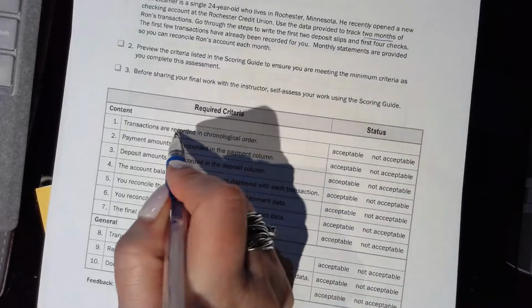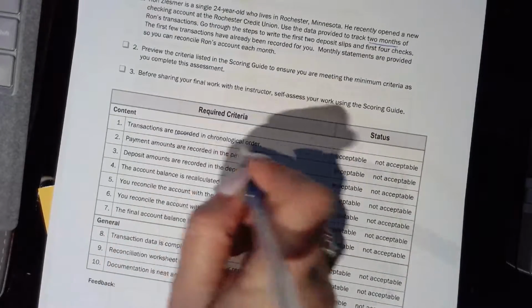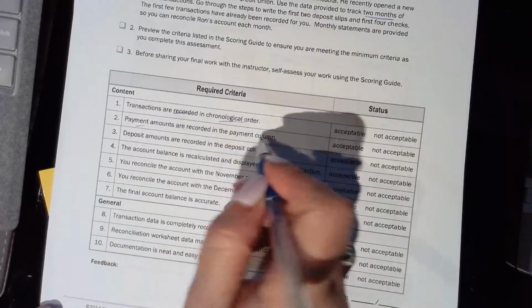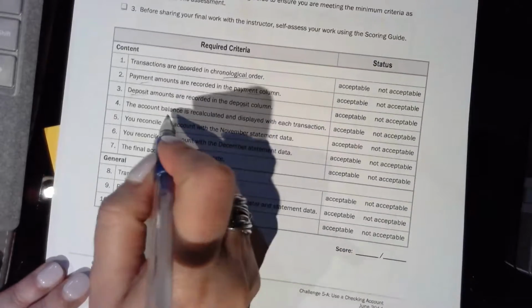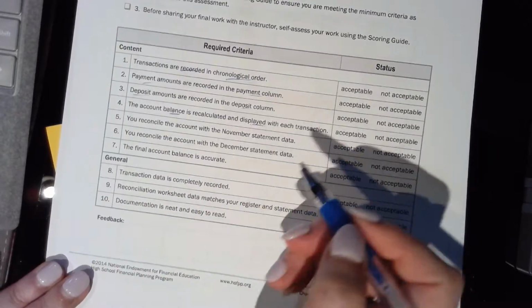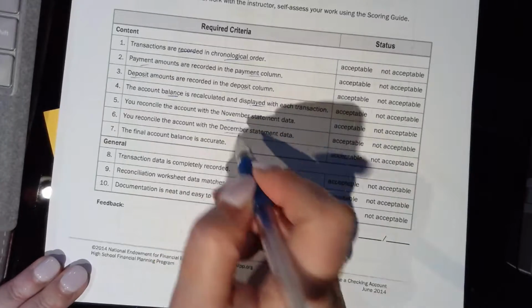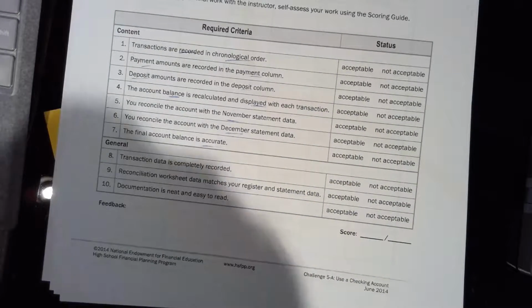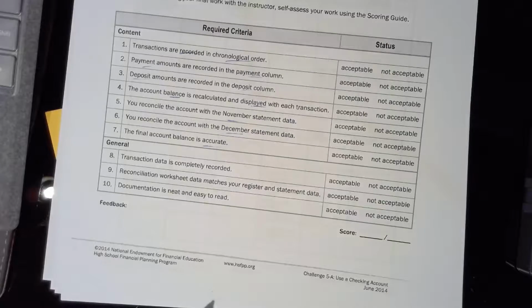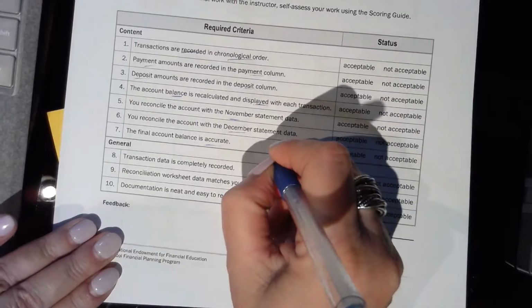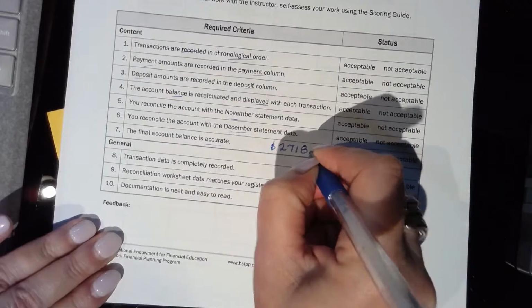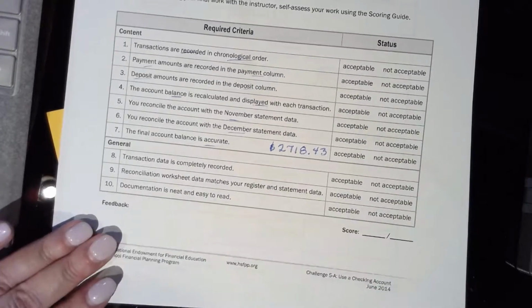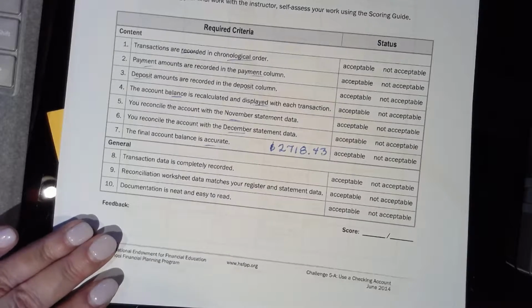We want to make sure that the transactions are recorded and in chronological order. Payments in the payment column, deposits in the deposit column. The account balance recalculated and displayed. We need to reconcile November and December, and then we want the final to be accurate. If your final balance is $2,718.43, you did it right.